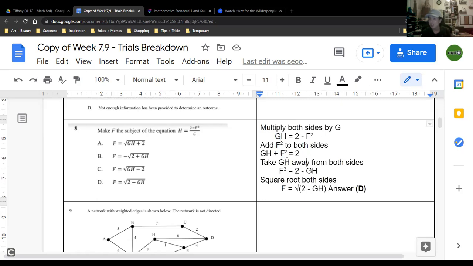And now you take gh away from both sides. Taking gh away from the left, this disappears. And taking gh away from the right, you end up with 2 minus gh, because before it was just 2. And finally, you square root both sides.